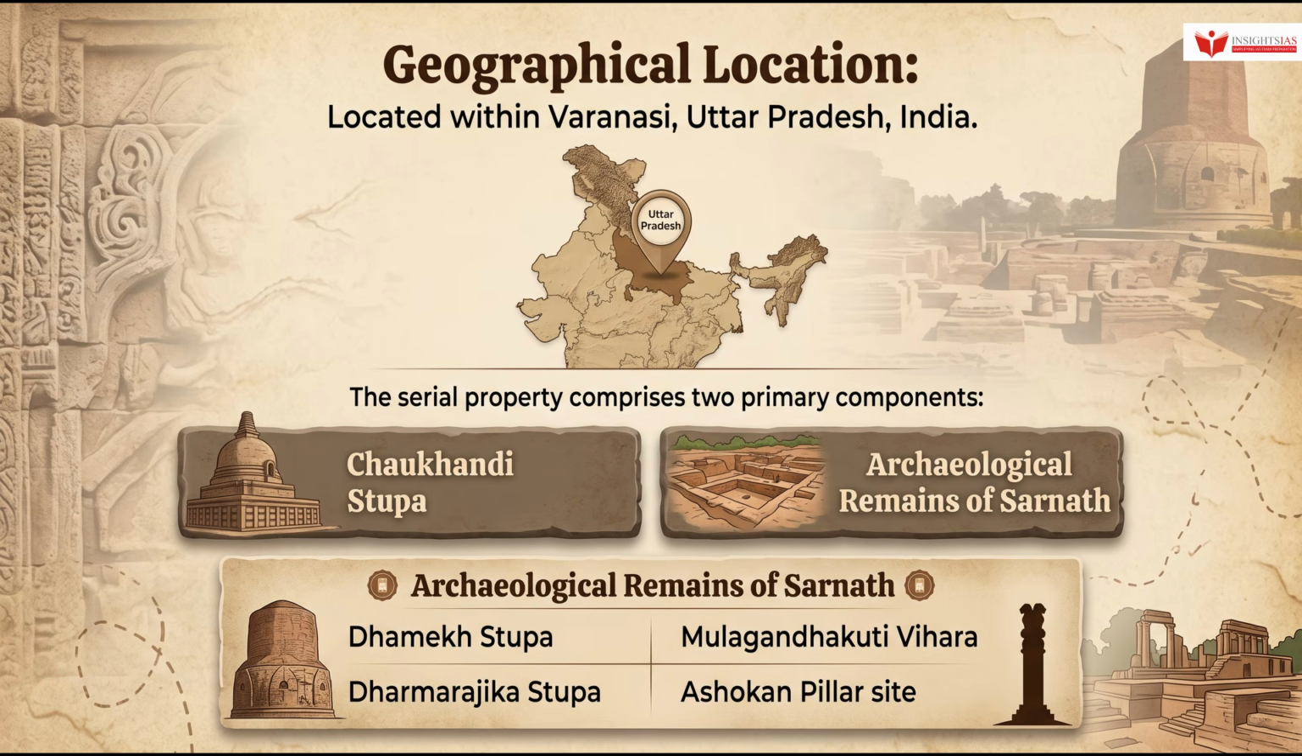And here's an important structural detail. The serial property actually comprises 2 primary components, the Chaukhandi Stupa and the archaeological remains of Sarnath, which itself encompasses the Dhammik Stupa, the Dharmarajika Stupa, the Mool Gandhkuti Vihar, and the Ashokan Pillar site. So when we say serial property, it means multiple linked sites counted together as one UNESCO listing.